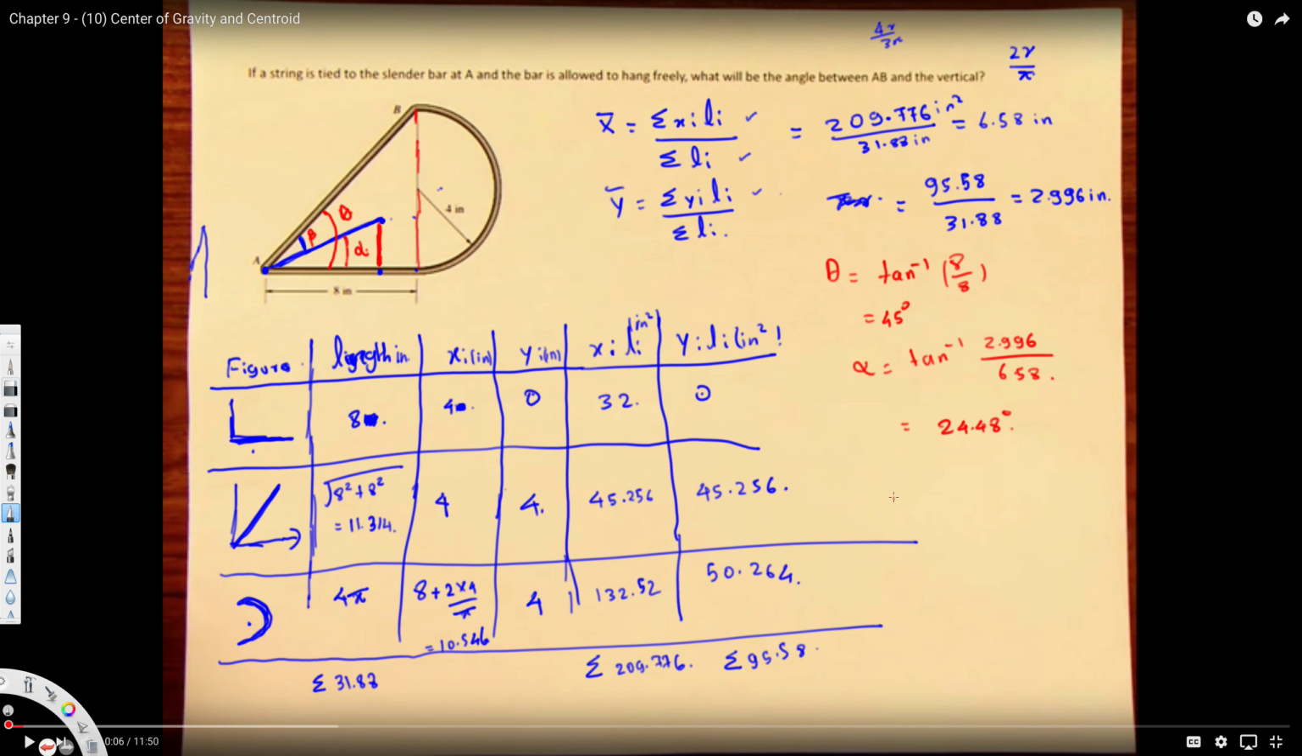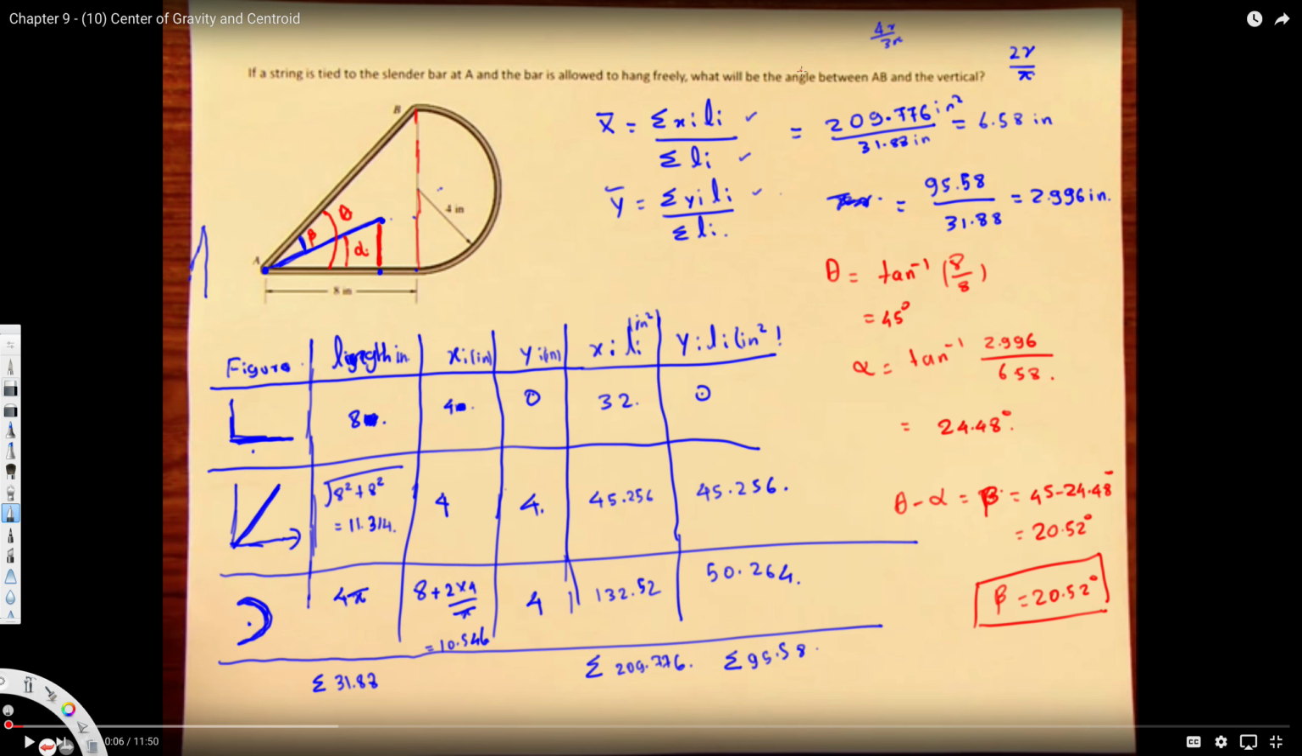So we can simply subtract the values. Theta minus alpha: beta is equal to 45 minus 24.48 degree. If you subtract both of them, you will get 20.52 degree. So beta is equal to 20.52 degree. This is the final answer for this question.